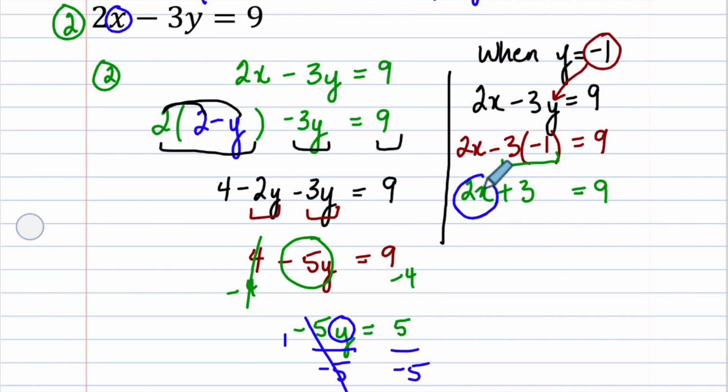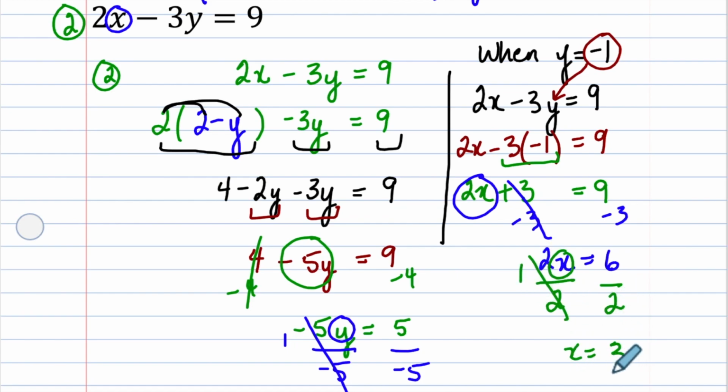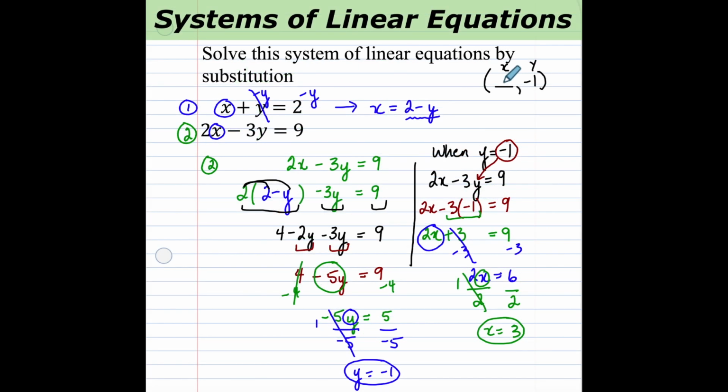We want the 2x by itself. Subtract 3 to make a zero pair. 2x is equal to 9 minus 3 is 6. Isolating the x by dividing by 2, both sides. X is equal to 3. The x value we found is 3.